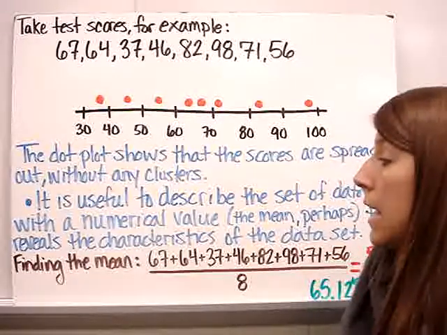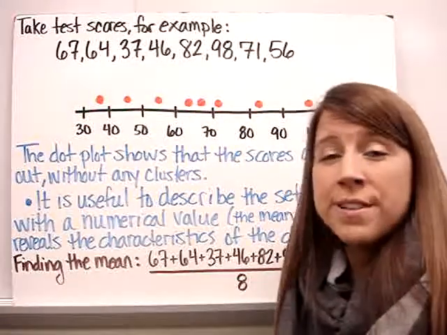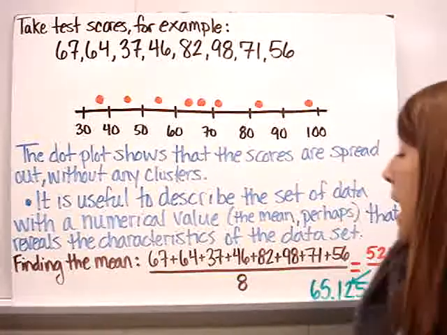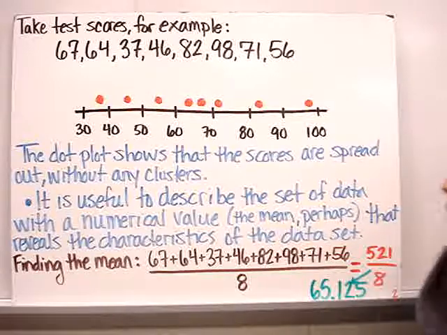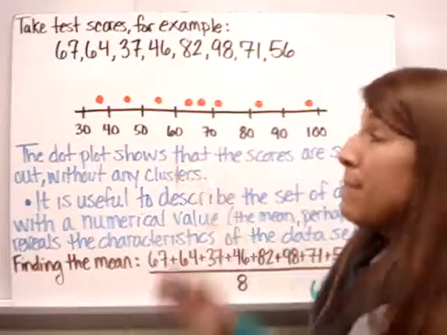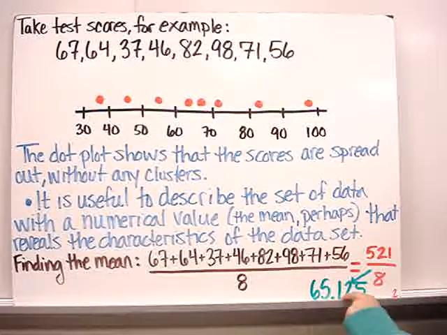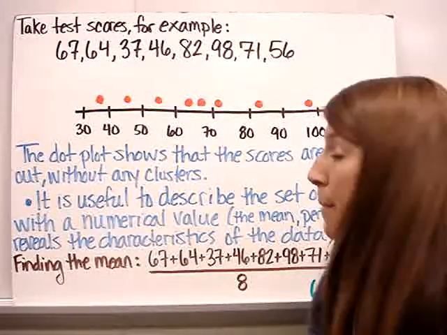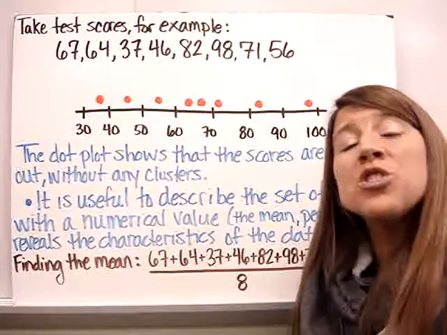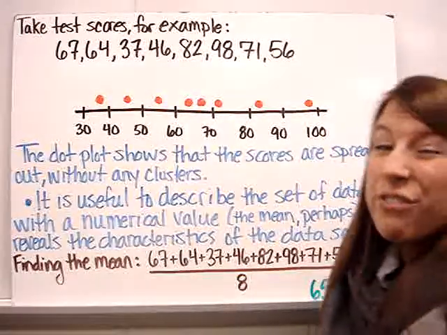So if I were to find the mean of this set of data, I don't have to change the order of the data in any way because I'm finding the sum of all the data. And the sum of all the data is 521, and I'm going to divide 521, the sum of all the data, by the number of data points, in this case 8, and it gives me the value 65 and 125 thousandths. That means that the average test score, the mean test score, one of the measures of center of these 8 test scores is 65.